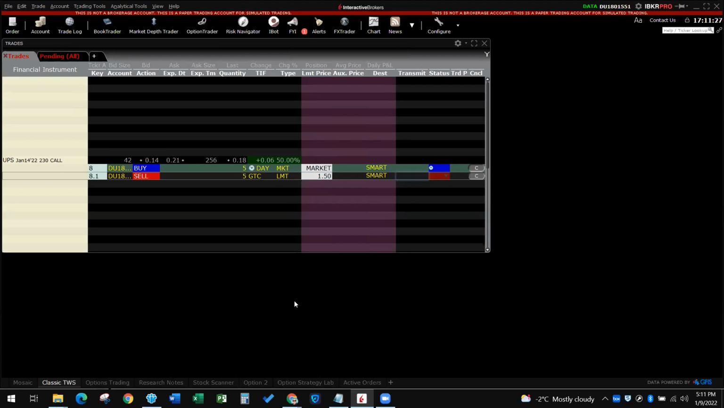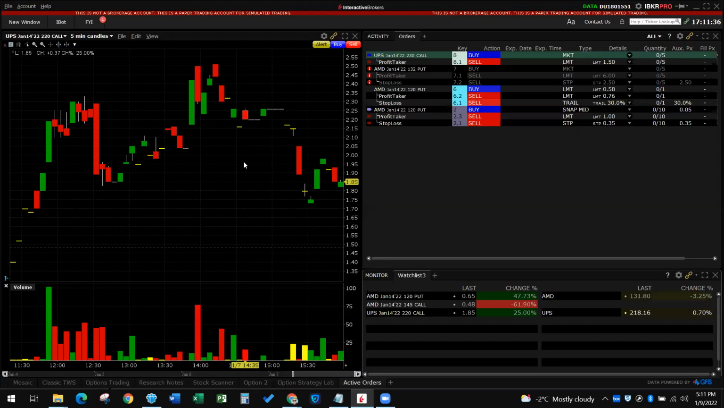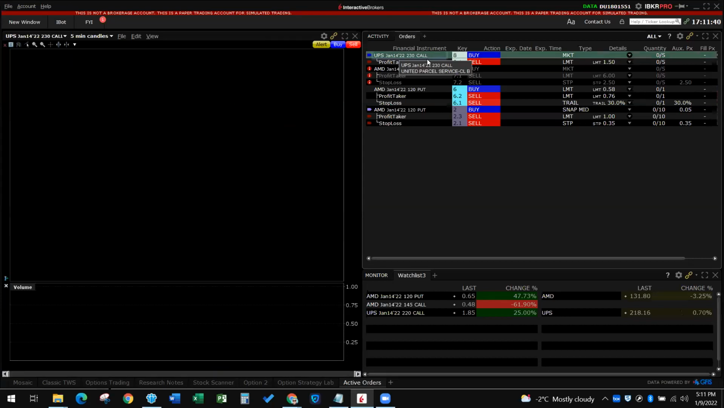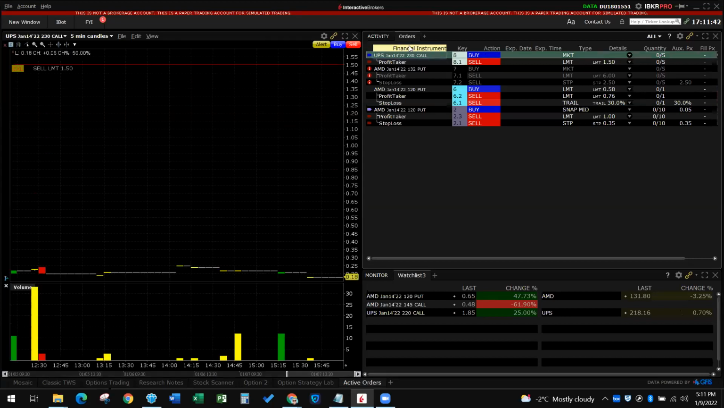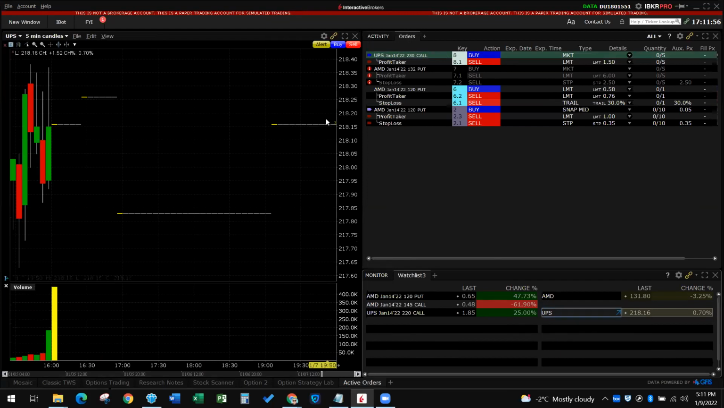What will happen when it gets triggered and when it buys the option for you? You can always see it on the chart. Right now, I have this order here in my orders. It's a pending order. So what I can see here is a sell limit order, and it will automatically buy the option for me whenever UPS goes above 220.